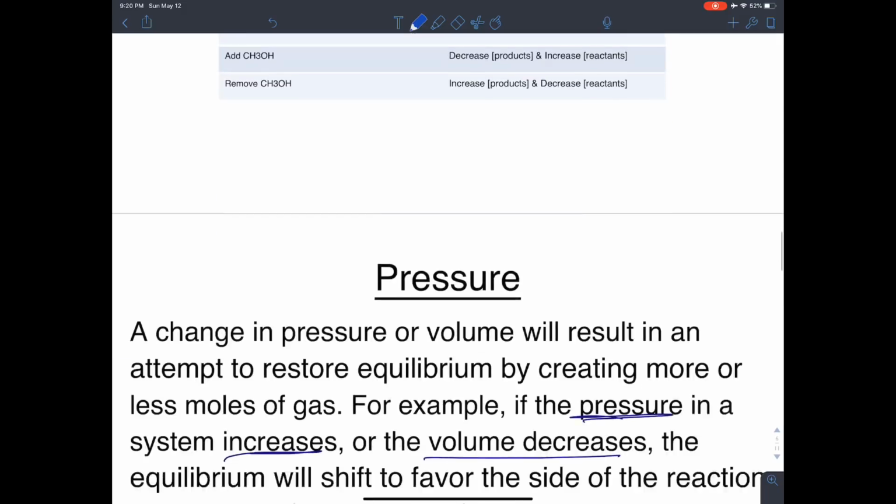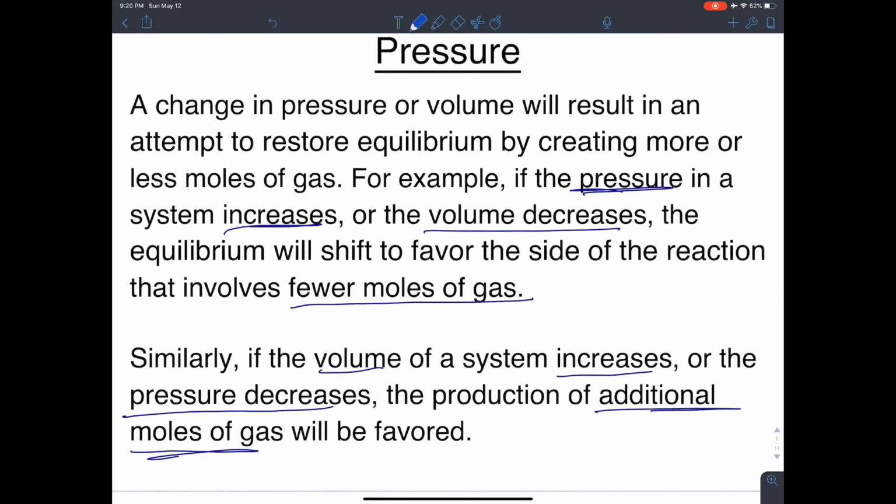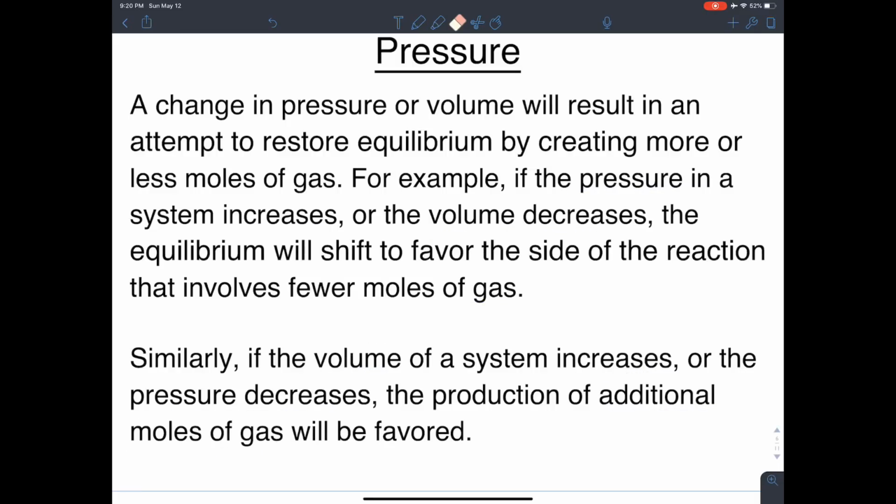That's concentration. Now pressure. Let's talk about pressure. So you can take a second, pause, and read this if you'd like. So basically, when you're adjusting pressure, it's going to either move toward or away from the side of the reaction that has more gas on it, depending on what you do.